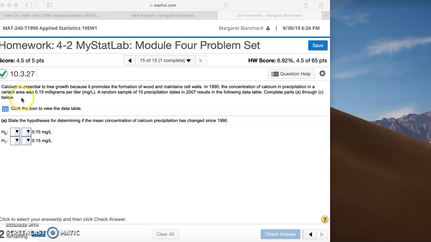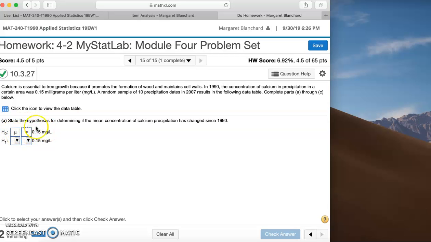So here we have the link for our data set, but let's go ahead and read part A first. State the hypotheses for determining if the mean concentration of calcium precipitation has changed since 1990. So we know we're looking at the mean because it says here determine if the mean concentration, and we always know that our null hypothesis is always that it's equal.